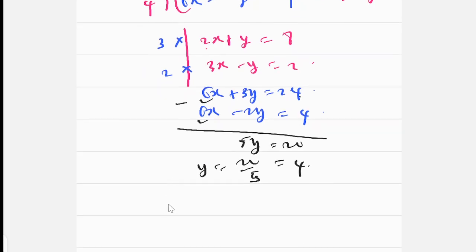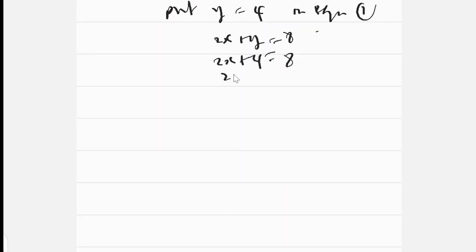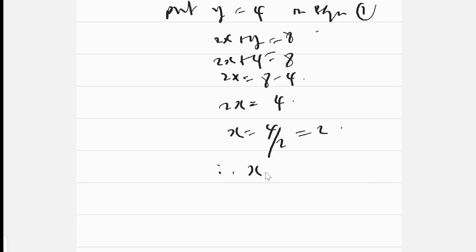And you can just put y is equal to 4 in equation 1 or any of your equations. And don't forget equation 1 says 2x plus y is equal to 8. You understand now? So then your y, put it in before, you have 2x plus y is equal to 8. So that will give you 2x equal to 8 minus 4. 2x equal to 4, x is equal to 4 divided by 2, which is equal to 2. Can you see this is the same? So y is equal to 4.